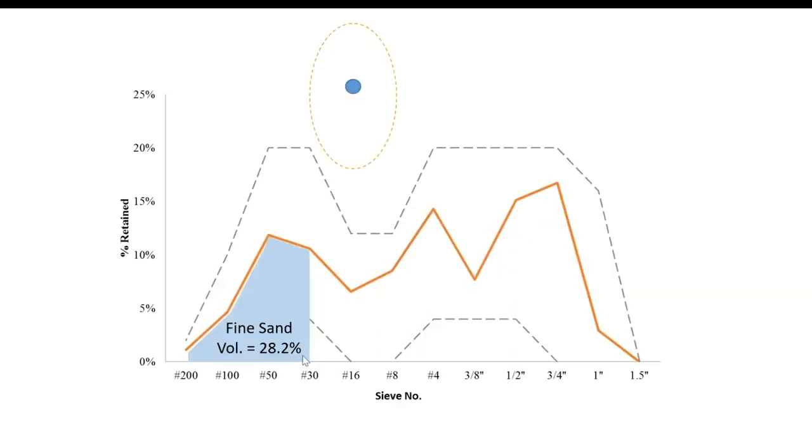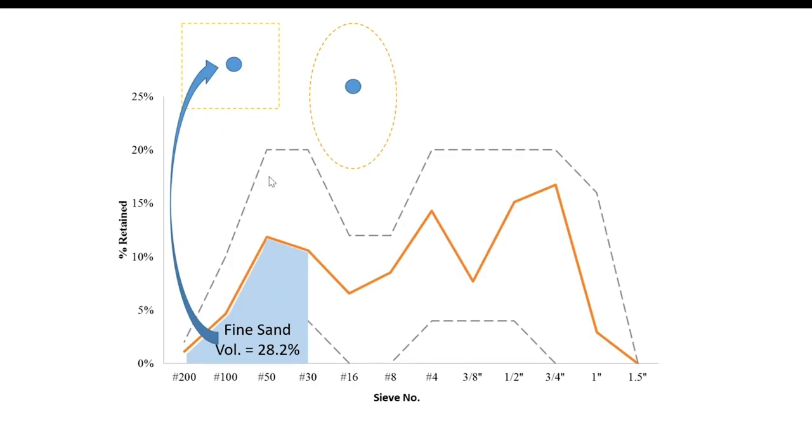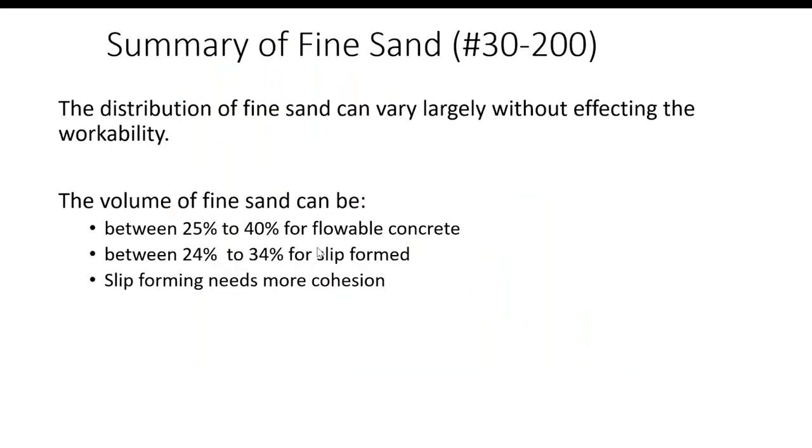28.2. And you see, where does it fall? Does it fall within my range? Right? If I'm looking for flowable concrete, pumpable concrete, bridge deck type concrete, 25 to 40% is what that range is. If I'm looking for slip forming, it's between 24% and 34%. Slip forming needs more cohesion, so you have to have a little bit tighter range.